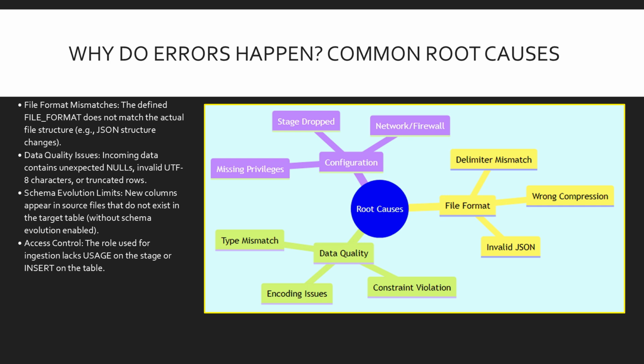This mind map breaks down the root causes you should investigate. Under File Format, check for delimiters and compression settings. Under data quality, look for type mismatches and constraint violations like null in non-nullable columns. Under configuration, check for missing privileges or dropped stage objects. Keeping these categories in mind helps narrow down your investigation quickly.